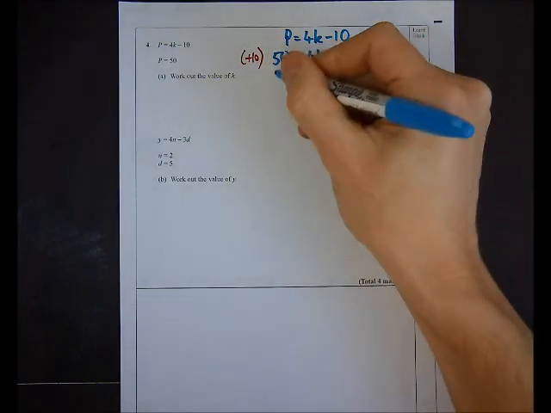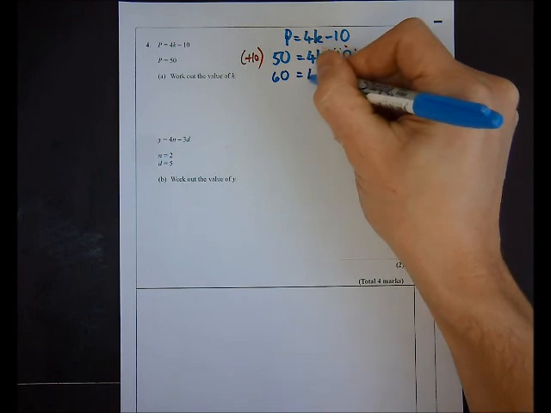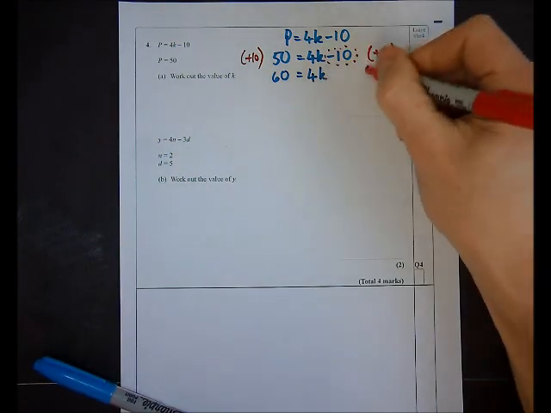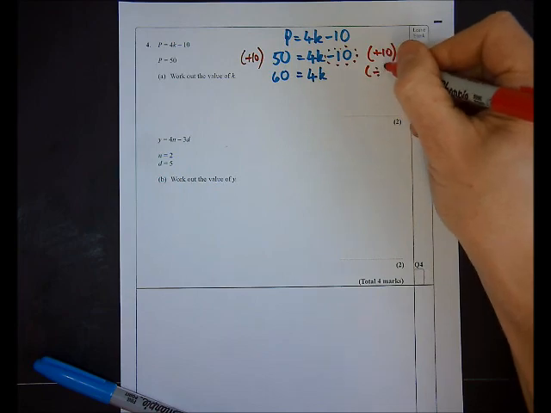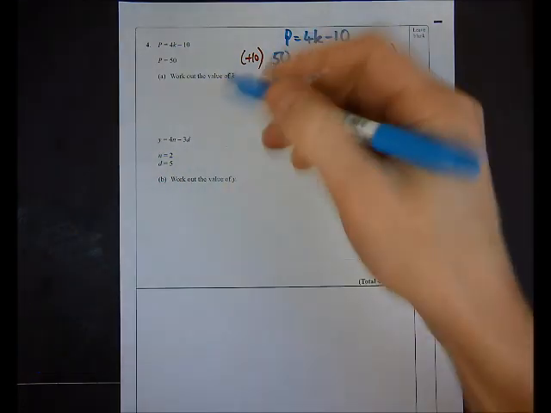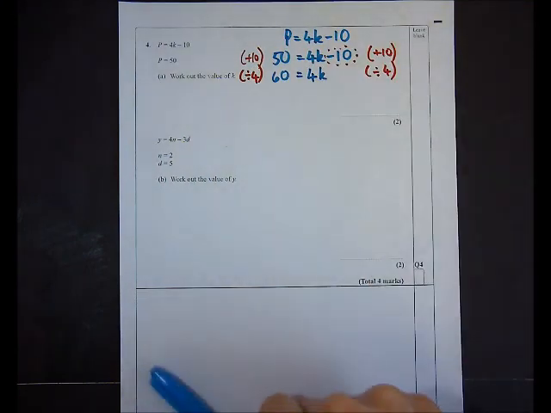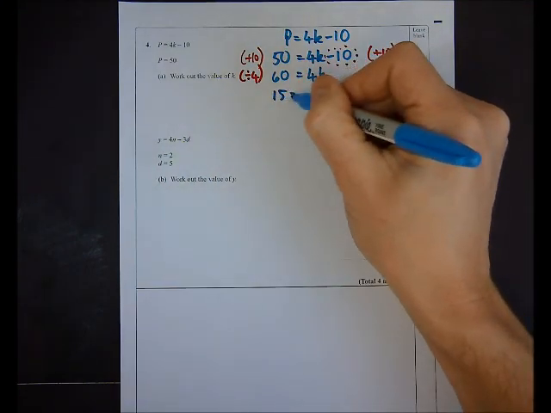So on the left hand side I'm going to get 60, and on the right hand side I'm going to get 4k. Now this is 4 times k, so to get rid of the times I'm going to divide by 4. And then on the left hand side I'm also going to divide by 4. And that will get me that 15 is equal to k.